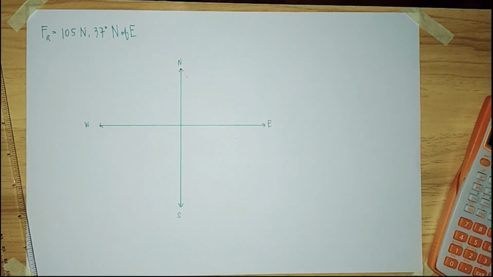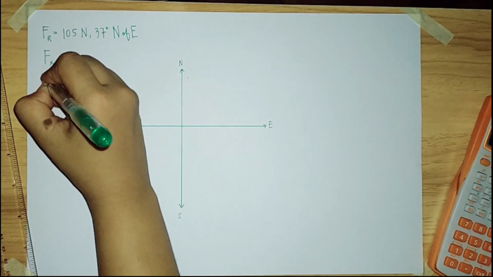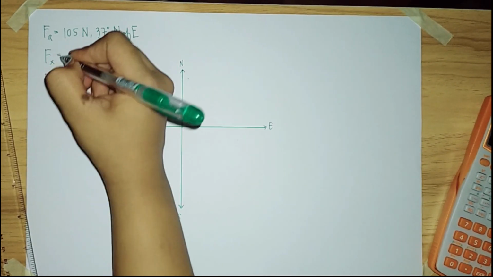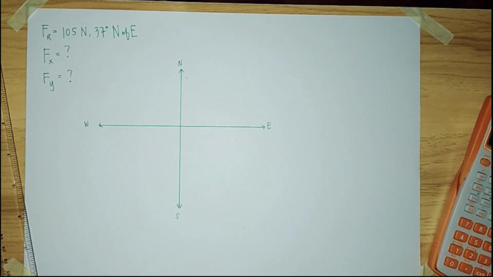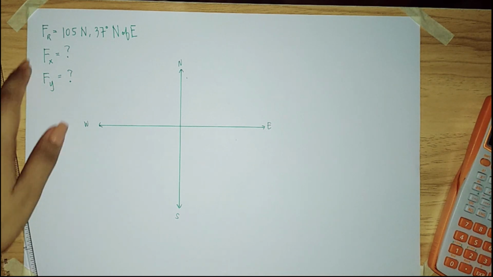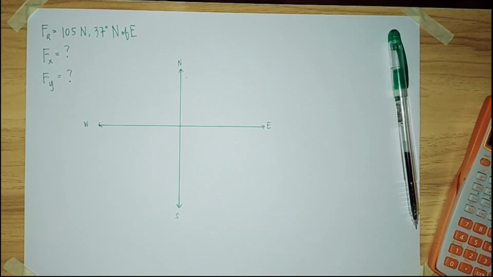What are we going to look for? We're going to look for the x and y component. So let's have here f sub x and f sub y. They are what we are going to look for. We will find the x and the y. Okay. So let us draw or plot in the Cartesian plane our given resultant.